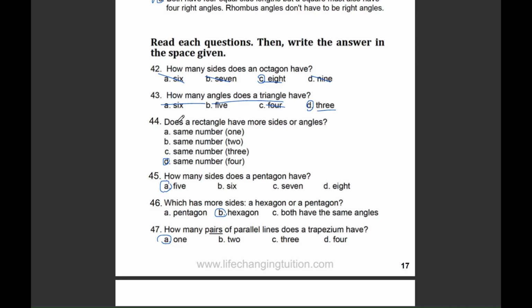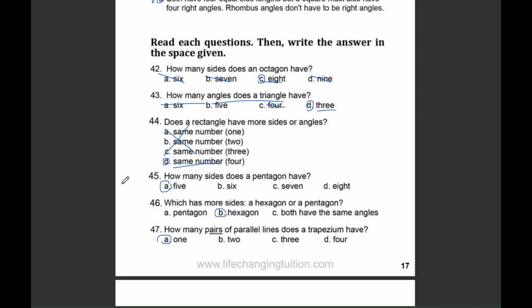Question 44. Does a rectangle have more sides or angles? Options are same number 1, same number 2, same number 3, same number 4. Why not? The correct count is 4, not 1 to 3. The answer is D, same number, 4. The reason is 4 sides and 4 angles.